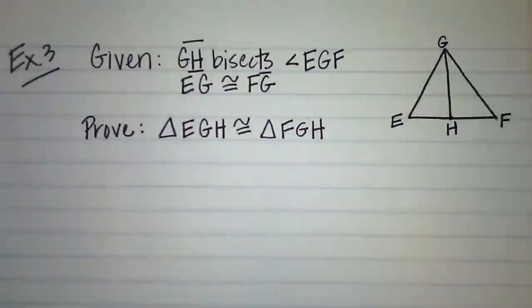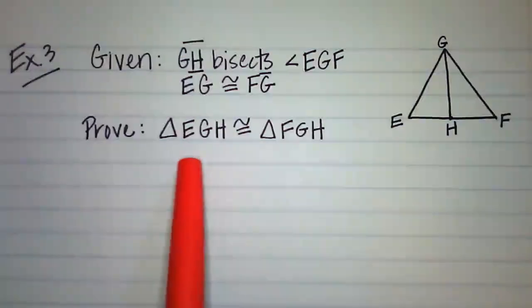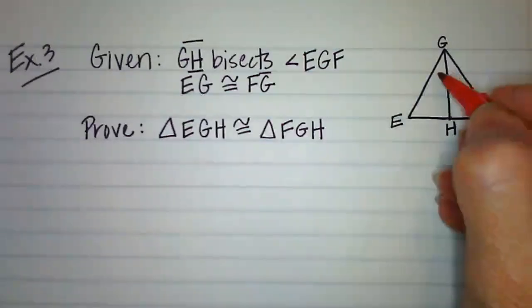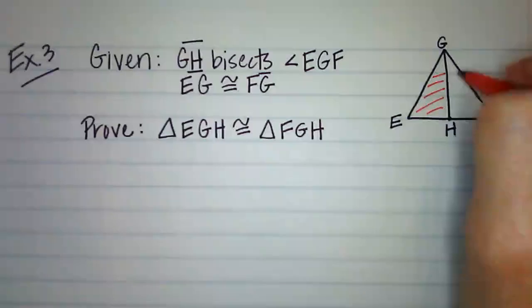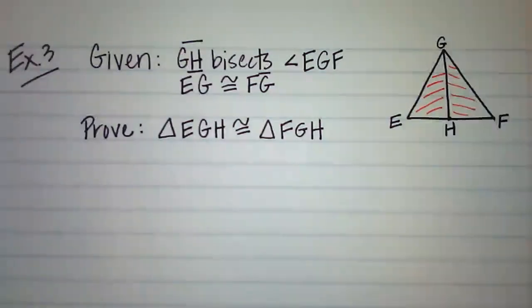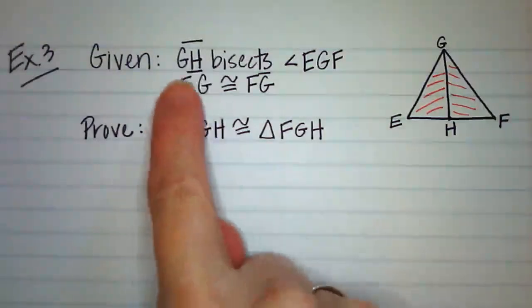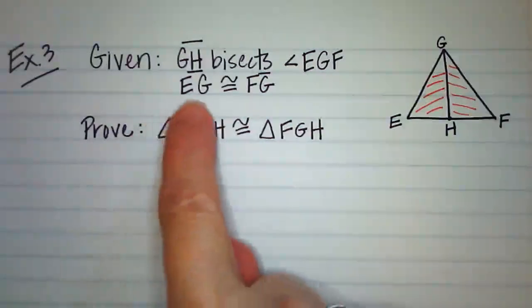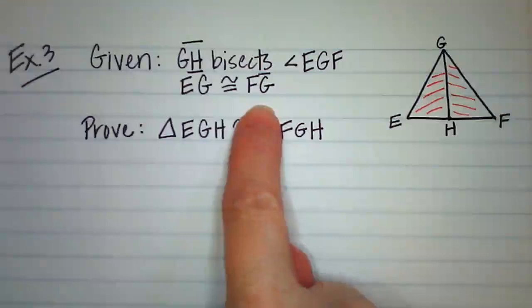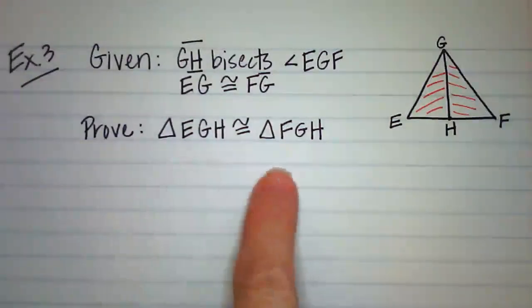Okay, so on this one, we are looking to prove that triangle EGH, which is this one right here, is congruent to triangle FGH, which is this one right here. So we're trying to prove that these two triangles are congruent to each other. All right, now here's our given information. We know that GH bisects angle EGF, and then we know that EG is congruent to FG. And then we have our proof statement.